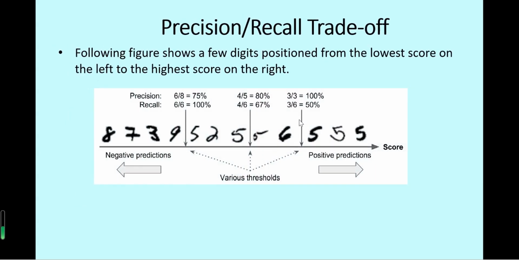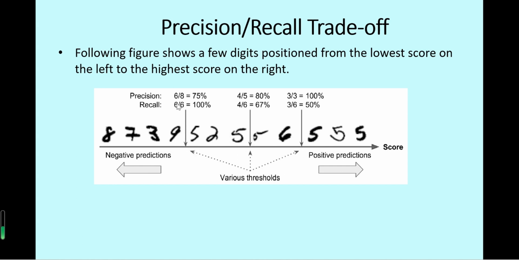So if we increase the threshold to this line, then only 3 digits will be classified as 5. So all are correct, 100% precision, but we missed 1 more digit of 5. Actually 3 are missed totally, right? So recall is only 50%, so recall is lower now.